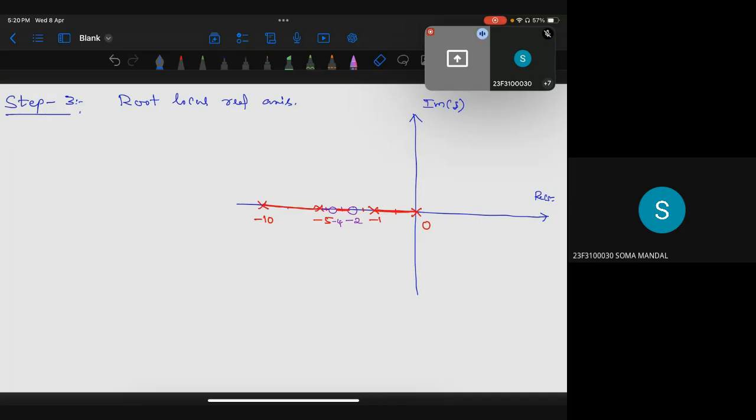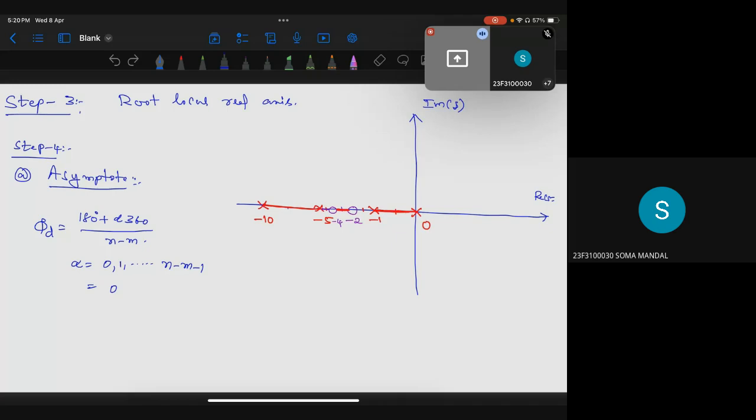Now we'll find the asymptotes. That is step 4. The asymptote equation is 180 degrees plus alpha times 360, divided by n minus m. Here alpha will vary from 0, 1, 2, up to n minus m minus 1. In this case, 4 minus 2 minus 1 is 1. So alpha goes up to 0 and 1.